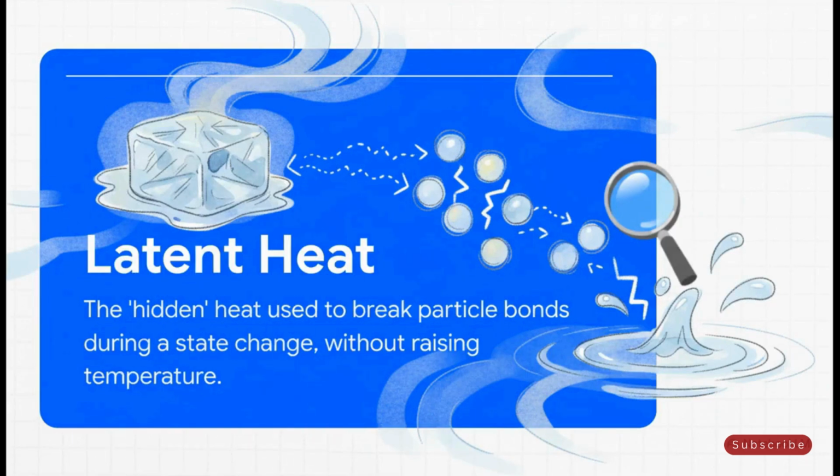Well, the answer is something called latent heat. The word latent just means hidden. And here's the crucial idea. That heat energy isn't being used to make the particles move faster, which is what would raise the temperature. Instead, all that energy is being used for one job and one job only, to break the bonds that are holding the particles together in that solid structure. It's the energy being used for the change of state itself.